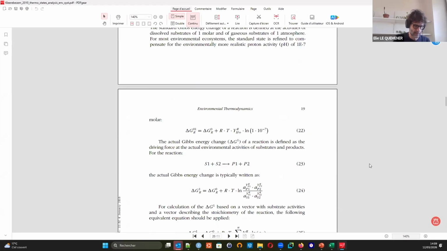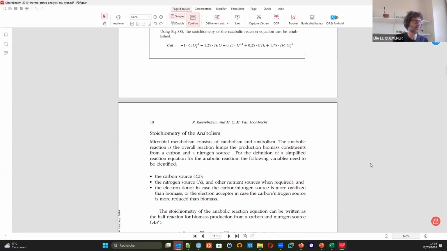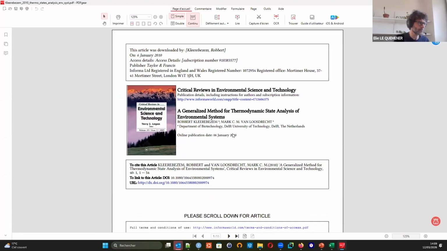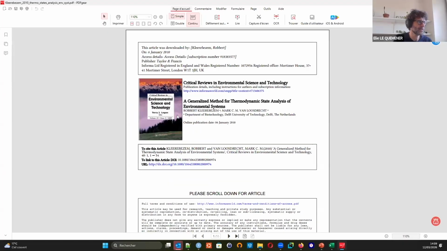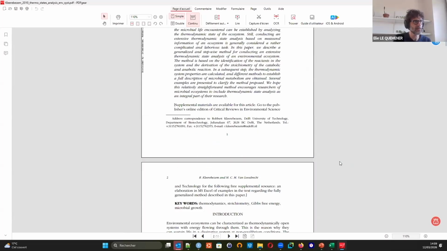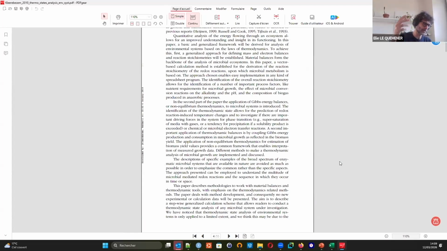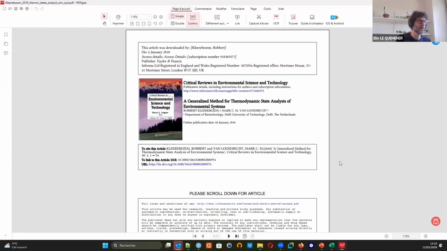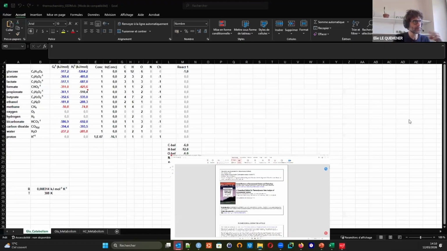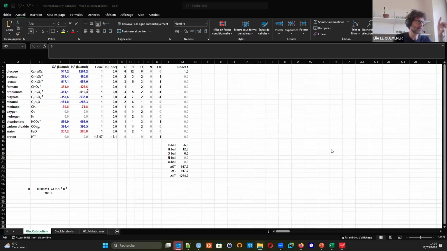So this article is from 2010, "Generalized method for thermodynamic state analysis of environmental systems." And in fact, it's a course. I think it's a course that they taught many times in Delft, and then they produced an article from this course. You have this article, and associated with the article an Excel file with a lot of calculations. And I used this Excel file to produce my Excel.